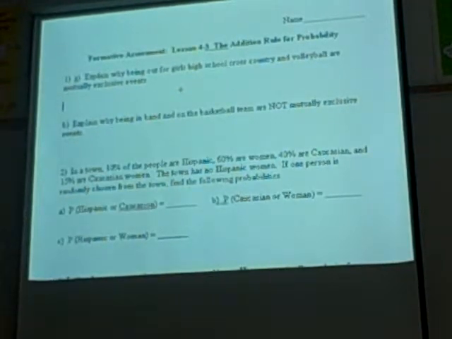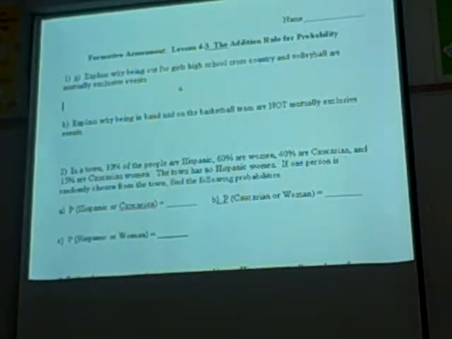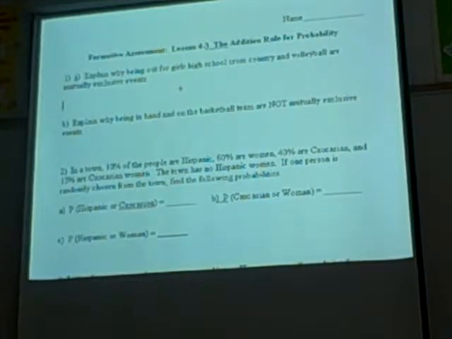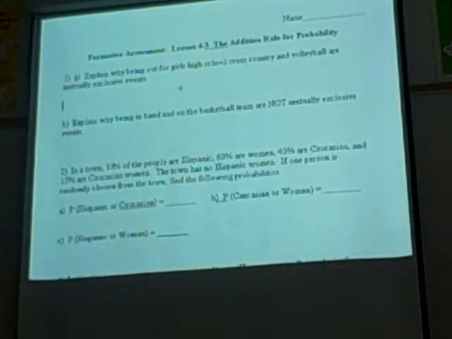Okay, let's go ahead and go over this and see how you're doing on it. This is formative assessment 4.3. So this will give you an idea if you understand section 4.3, which is over the addition rule for probability. The main thing that you learn in this section is that when you see the word or in probability, it means to add the probabilities together.